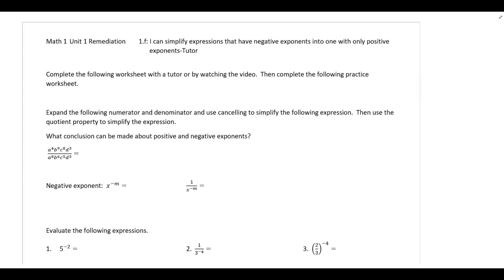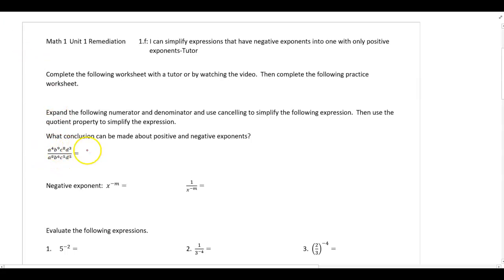Hello. This lesson is on simplifying expressions that have negative exponents, right? So this tends to be the most complicated part about exponents, and it's about working smarter and being organized as you go through these. Right now, what we have here is an expression, and we want to expand the numerator and denominator and use the canceling to simplify the following expression. Then use the quotient property to simplify the expression.